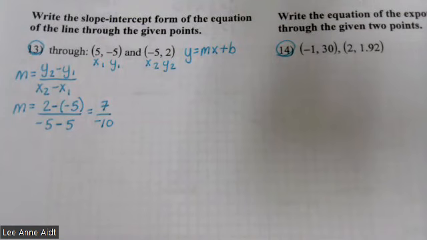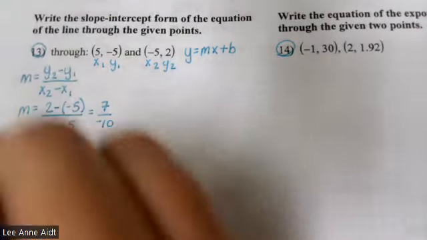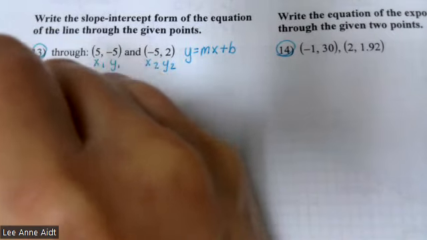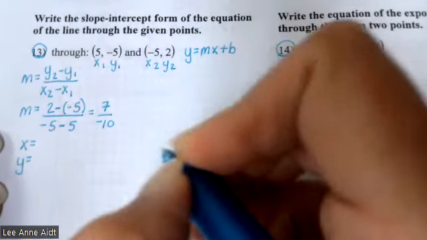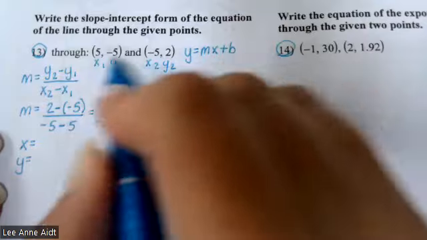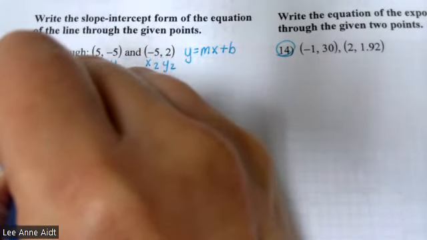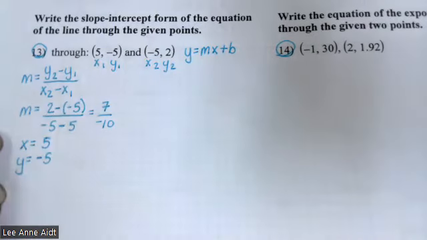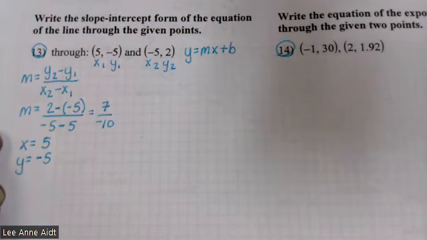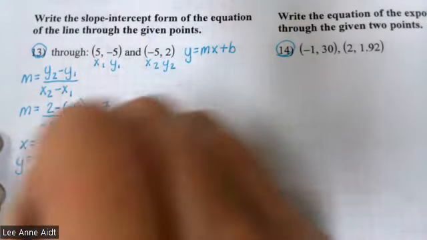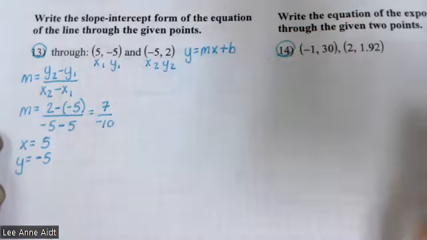Any questions about finding the slope? Okay, so finding the slope is the first step, and then we have to say x equals and y equals, and you pick one of the points, whichever one. I usually just go with the first one, 5 and -5. And then we're going to plug these three things into y equals mx plus b and solve for b.